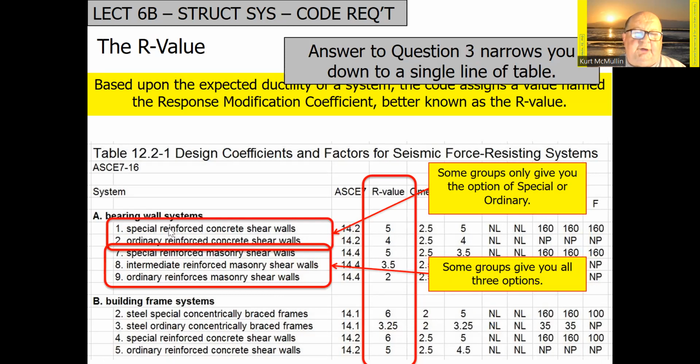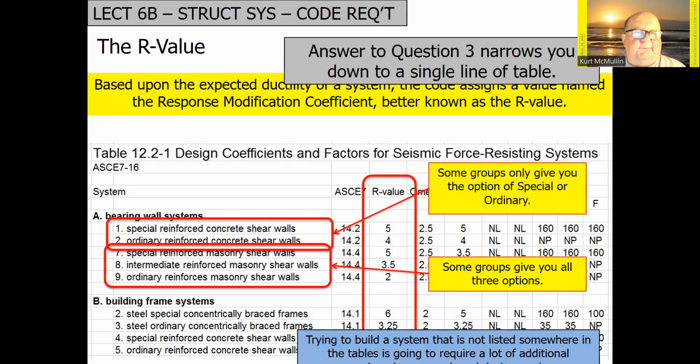If we want a concrete shear wall, bearing wall system, we can't have a special system. We can't have an ordinary. There is no option for intermediate. On the other hand, if we're building our shear walls out of masonry, there's actually 3 different options of ordinary, intermediate, or special. Some groups give us 2 options, some groups give us all 3.